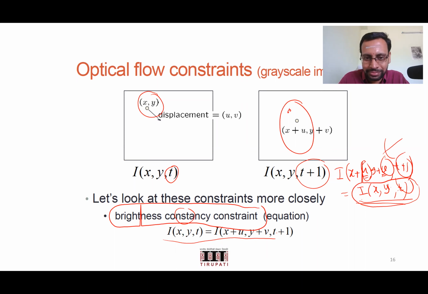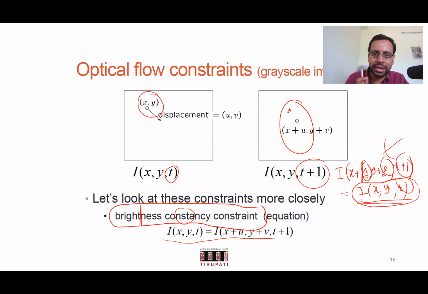Yes, sir. Could you repeat it once? Yeah. See, I am assuming the brightness of the pixels would remain the same despite moving from one frame to the other, except that the pixel has got a displacement while moving from the first frame to the second frame. That's the basic assumption, or what it means by brightness constancy constraint.